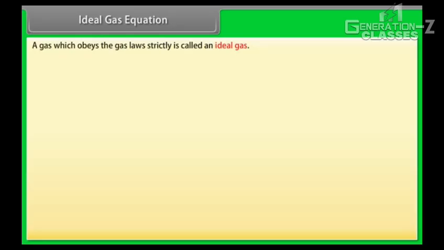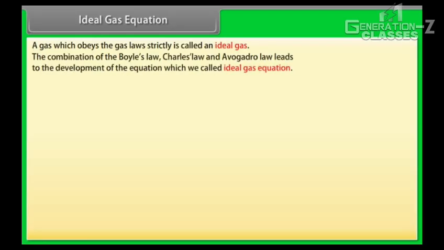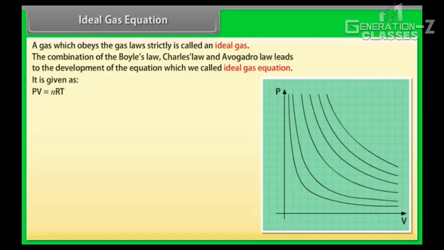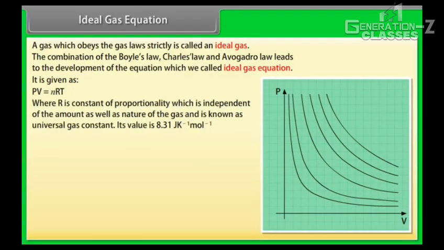Ideal gas equation. A gas which obeys the gas laws strictly is called an ideal gas. The combination of Boyle's law, Charles' law and Avogadro's law leads to the development of the equation which we call the ideal gas equation. It is given as PV is equal to nRT, where R is the constant of proportionality which is independent of the amount as well as nature of gas and is known as the universal gas constant. Its value is 8.31 joule per Kelvin per mole.